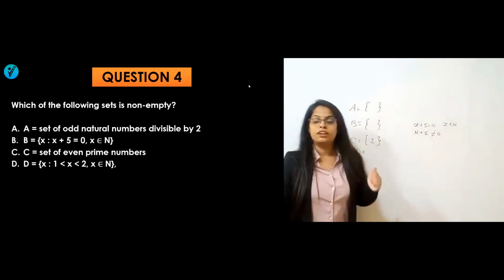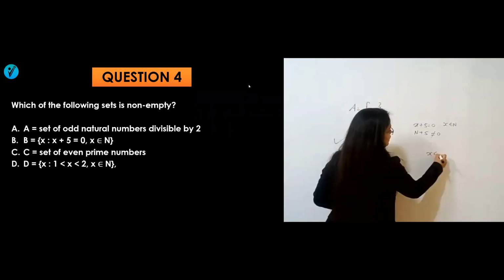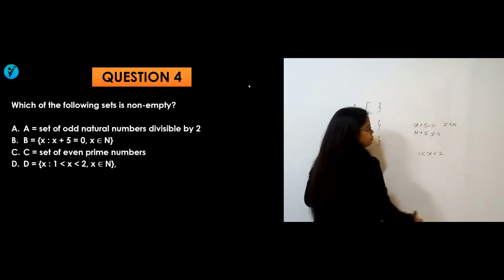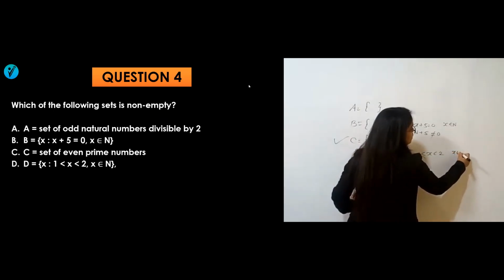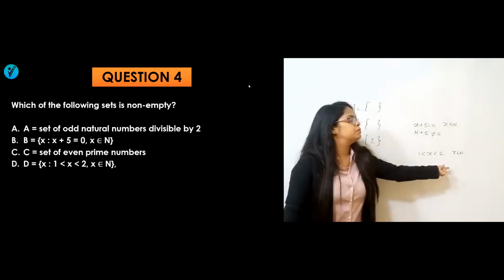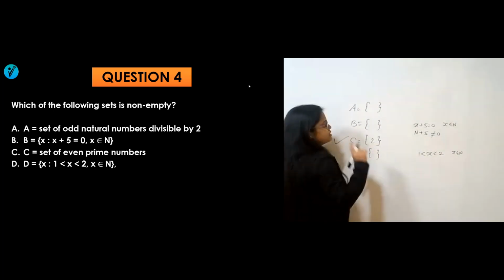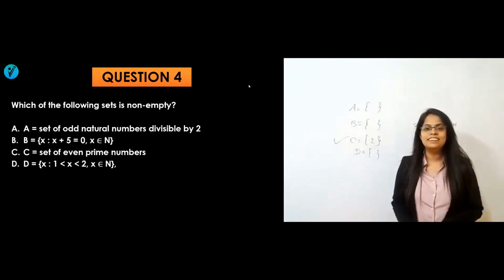We can cross check for D. D is x belongs to x is what? We know that it is less than 2 and greater than 1, and x is a natural number. So natural numbers are 1, 2, 3, 4. So there is no number between 1 and 2. So this is also the empty set. So your answer will be option C.